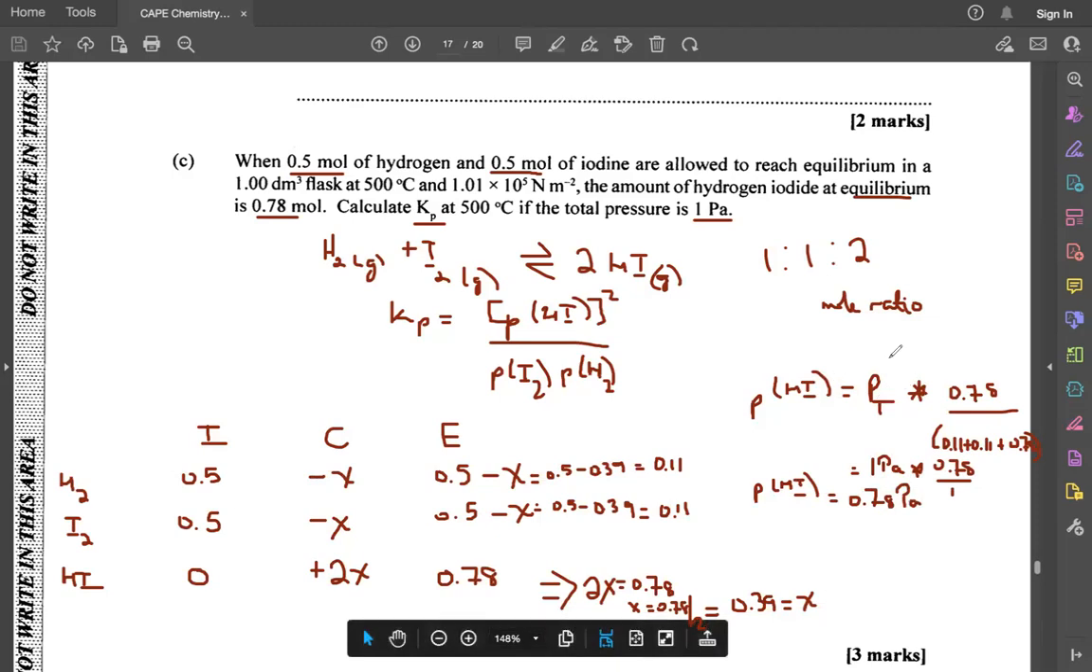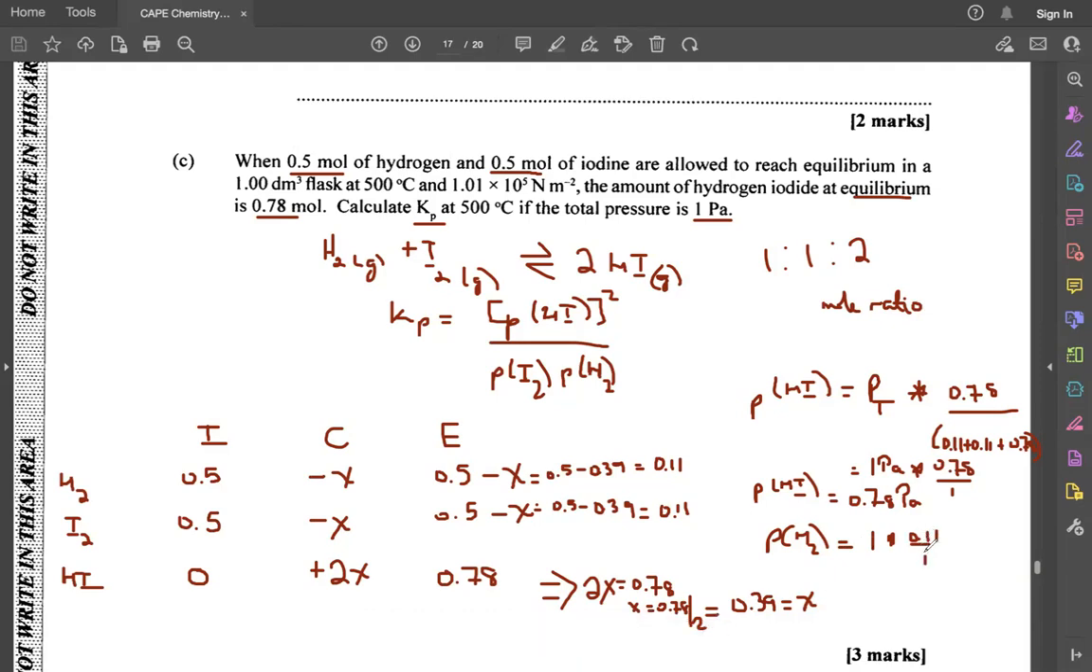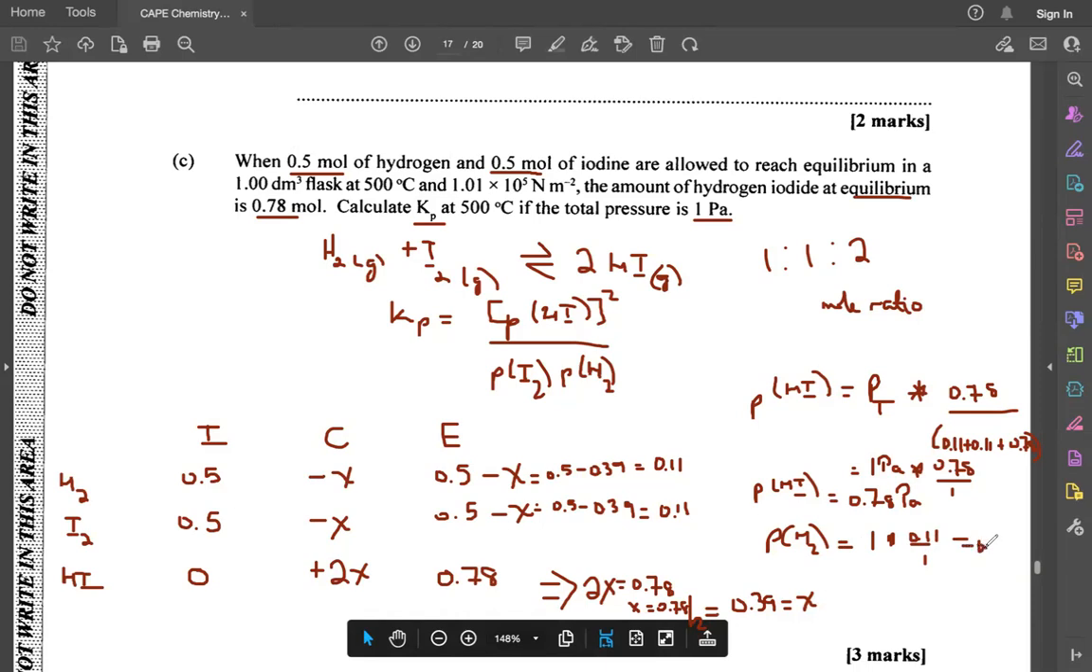And so similarly, we can carry out a similar calculation for the partial pressure of H2. That would just be the total pressure, which is 1 Pascal, times the mole fraction of H2, which is 0.11 over 1, because the total number of moles is 1. Multiplying that by the total pressure will get us 0.11 Pascal for that. And of course, it's the same thing for the I2, because they have the exact same mole fraction. So the partial pressure of I2 would be equal to 0.11 Pascals as well, right?